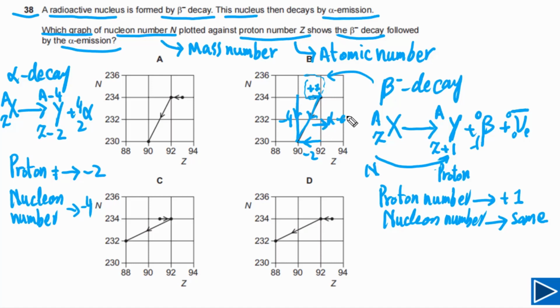So this is representing alpha decay. So our answer for this question is C. This one is the right answer.